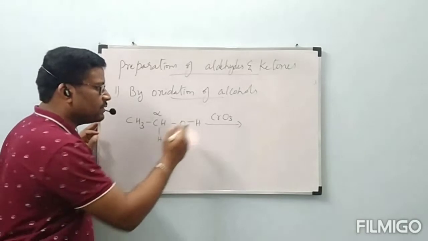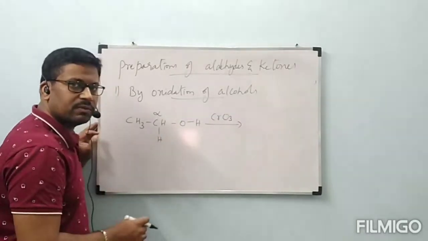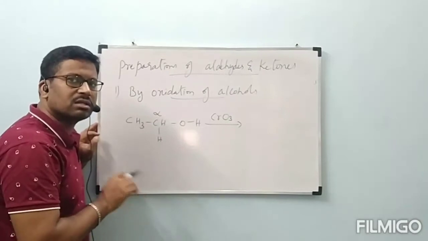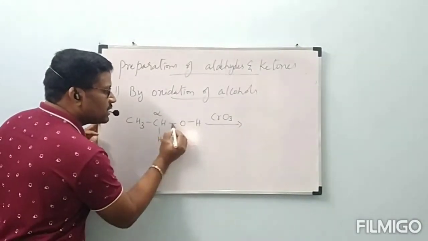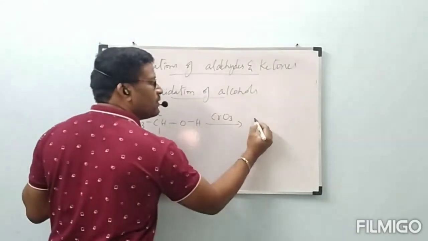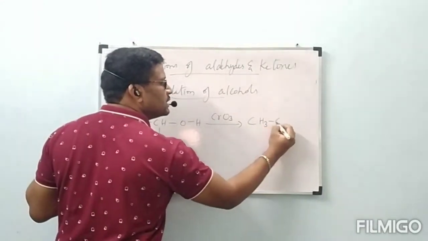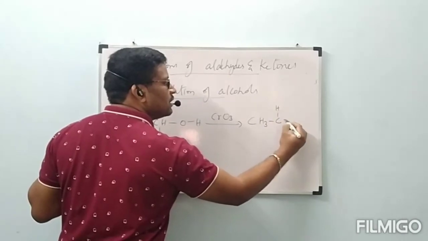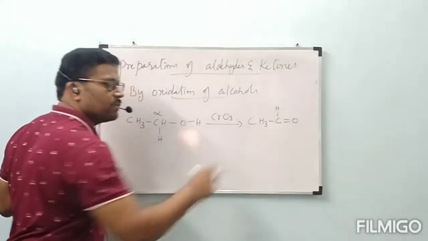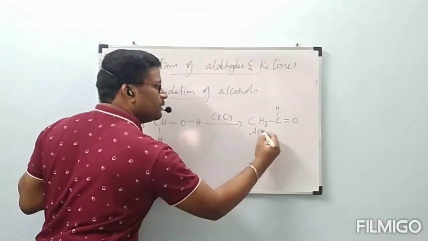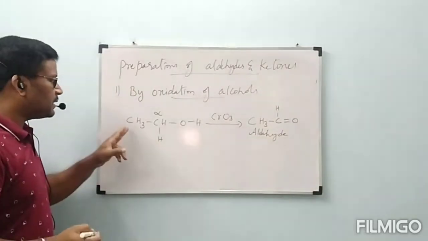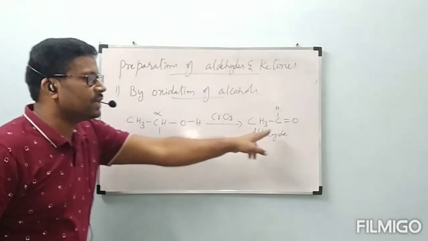That hydrogen will be reacted with the CrO3 to form another compound. But removal of hydrogen has happened. Removal of hydrogen is called oxidation, in which when they are removed, here we will get a double bond. Then the compound formed is CH3 CH double bond O. This H is represented like this and we got the double bond. We got an aldehyde. When primary alcohols undergo oxidation, we will get an aldehyde.